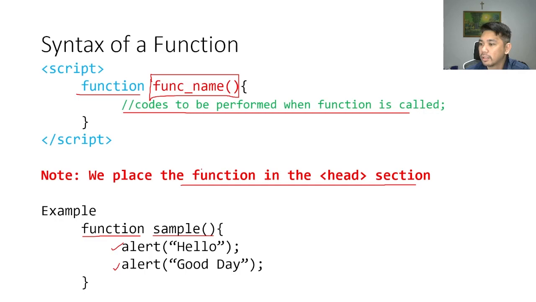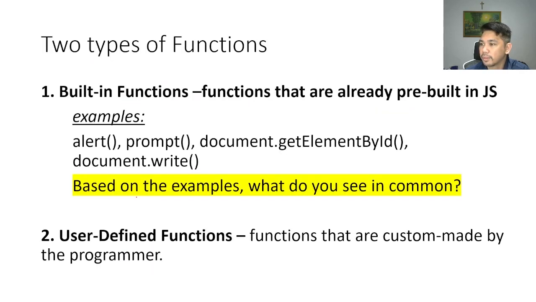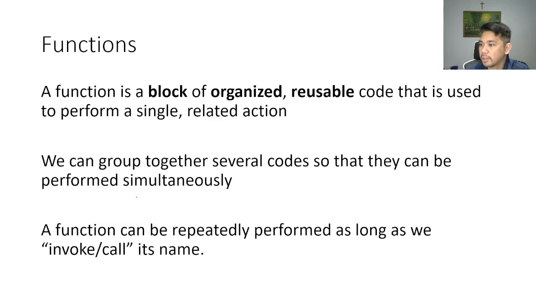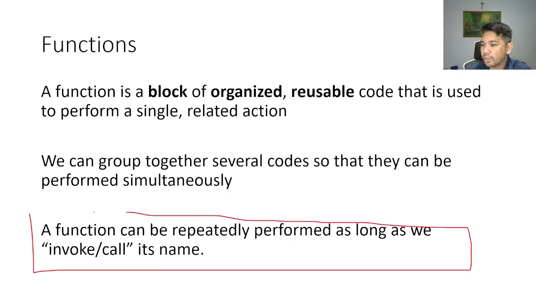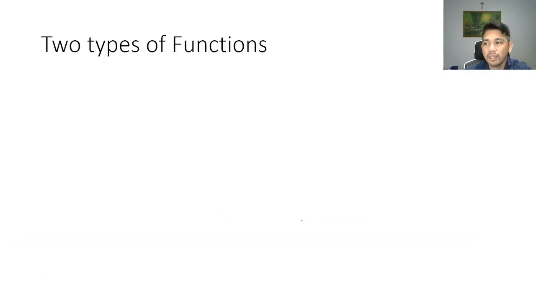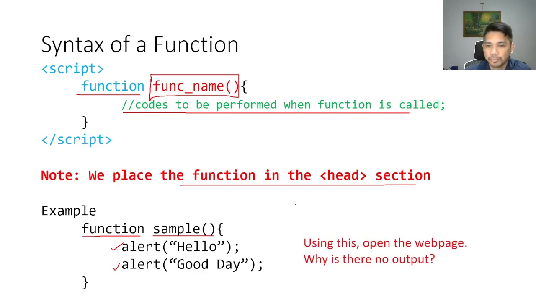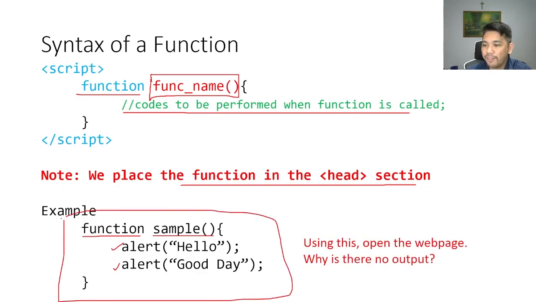If you go back to what I've said earlier, this third point, a function can be repeatedly performed as long as we invoke or call its name. Okay? In what we did, we only defined what the function can do. We never called its name. We never invoked its name. We only specified what it can do. So the next step must be calling the function by its name so that the computer or the web page will perform what needs to be performed.